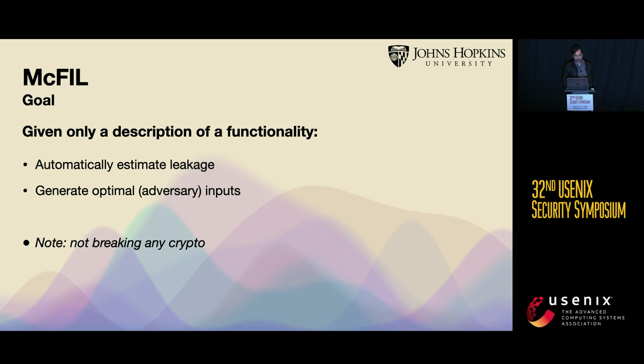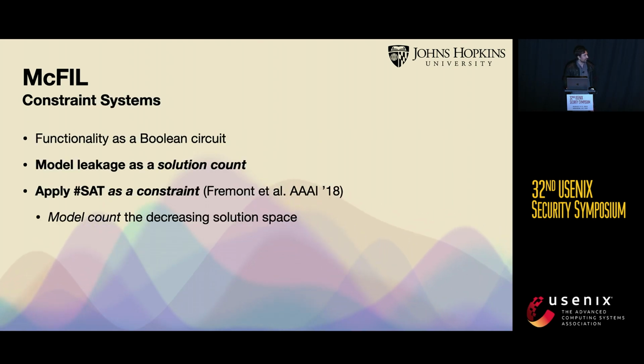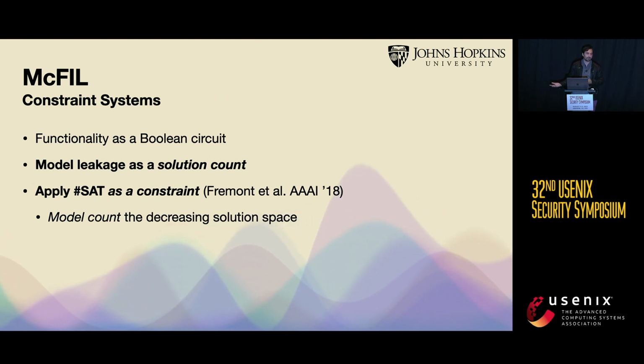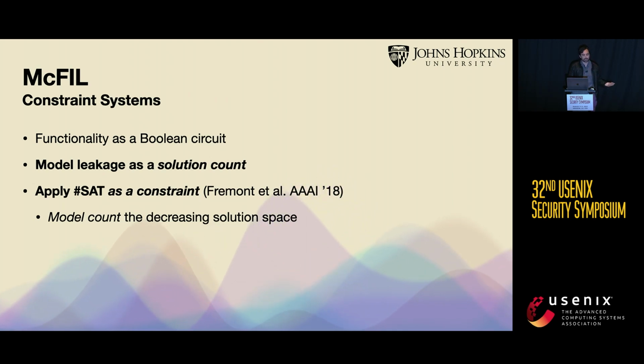So the overall approach, kind of at 10,000 feet, and the core idea of this work was to capture the functionality as a Boolean circuit, and then use a tool from the satisfiability community called model counting to model leakage as the possible solution space for the, say, honest party's input. And then a difference in the size of that solution space implicates a certain amount of information we've gained, say, after a single execution of the protocol.